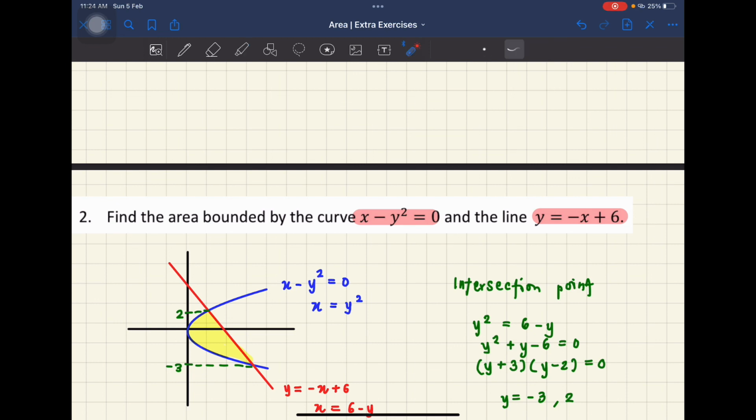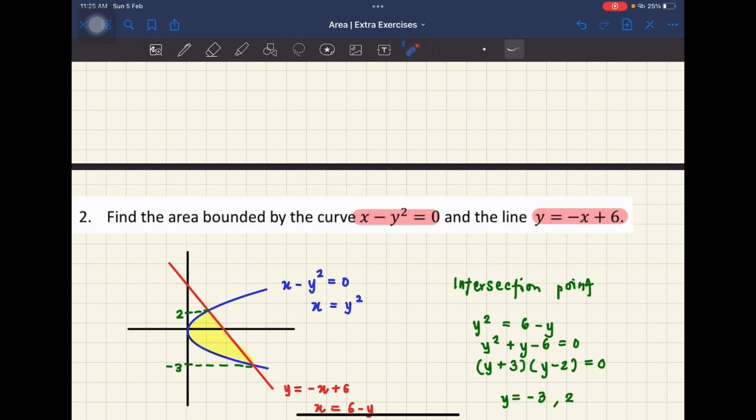Okay, so awak tak belajar lagi macam mana nak sketch this graph. Okay, biasanya kita hanya ada y equals to x square. But right now you have x equals to y square. So bentuk graf dia sebenarnya akan jadi macam ni. Awak akan belajar nanti kat chapter 4. Okay, and then this one adalah negative x plus 6 is this one lah.